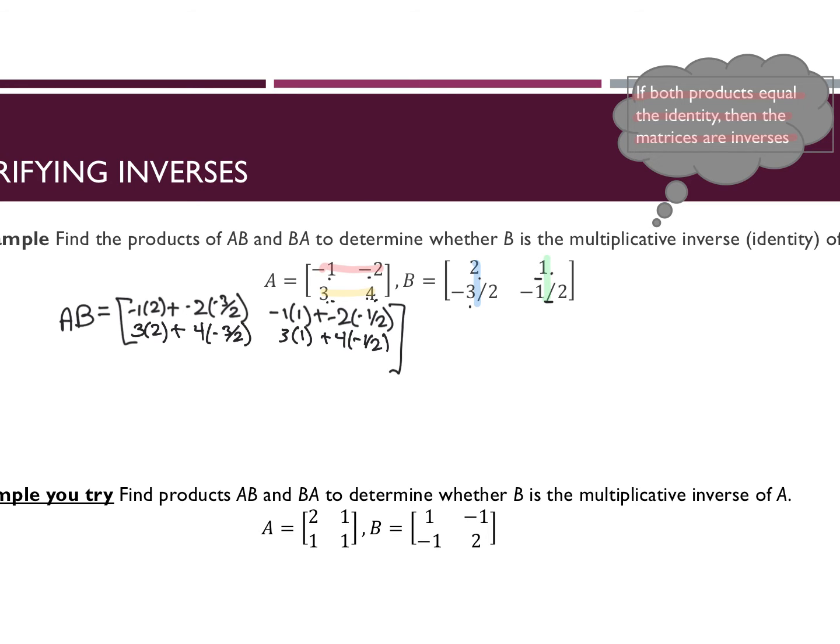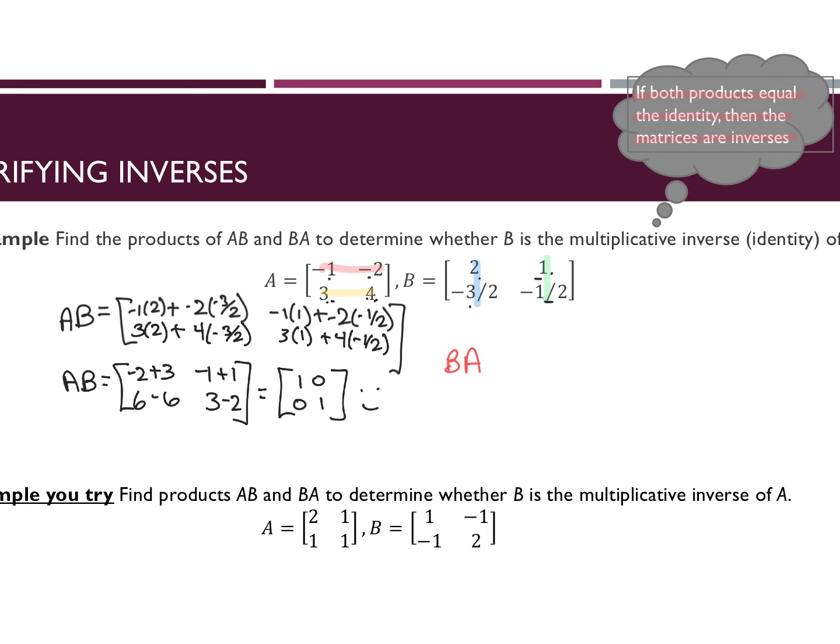Okay, so now we clean it up. So we know we have the product AB. We'll have -2 plus 3, -1 plus 1, 6 minus 6, and 3 minus 2, which gives us the identity matrix, which is what we want. Okay, so now let's do the product B times A.